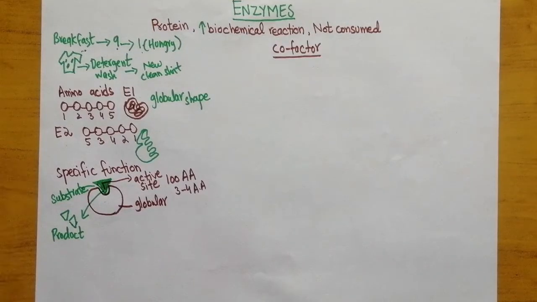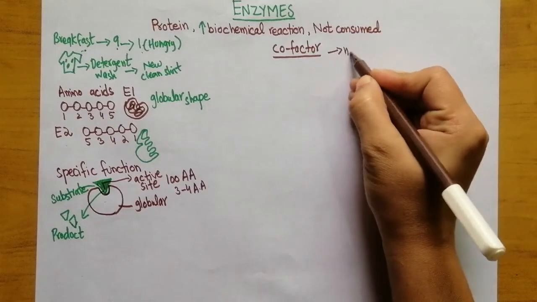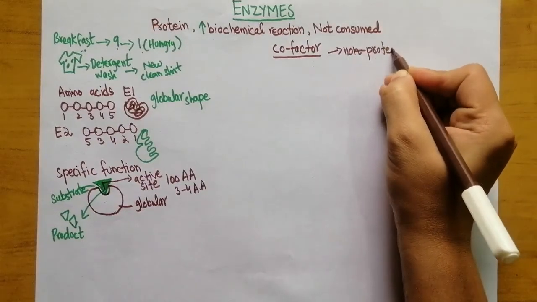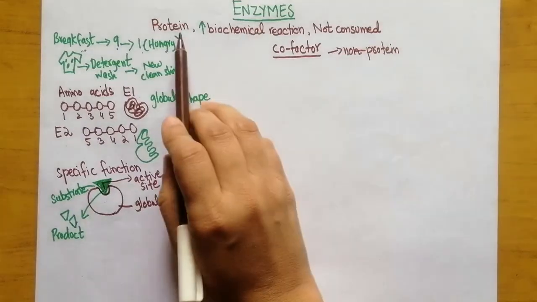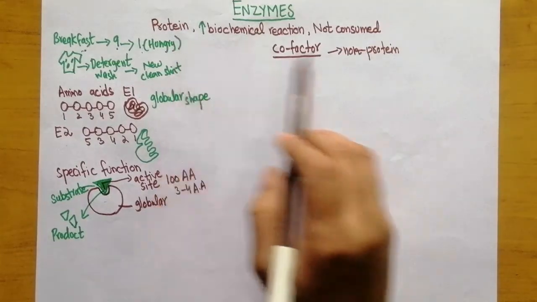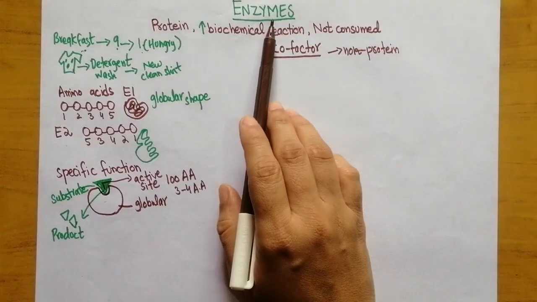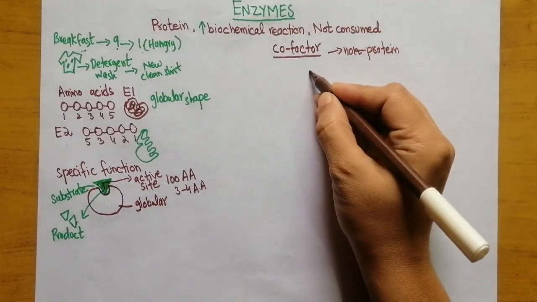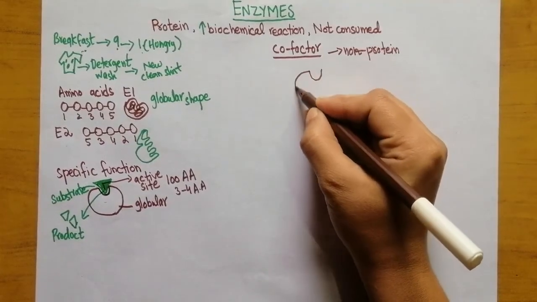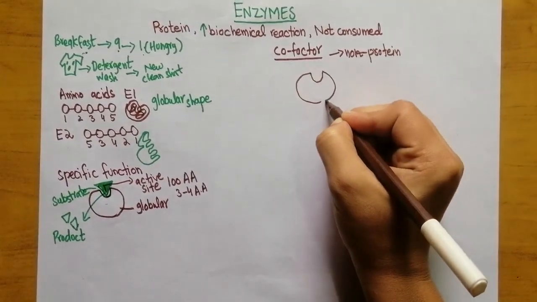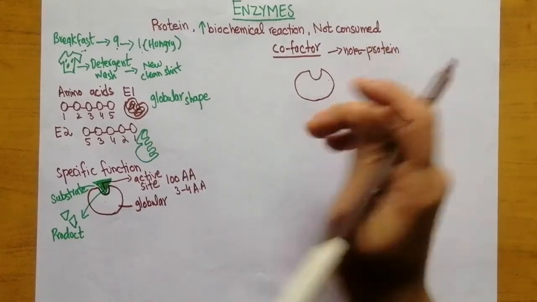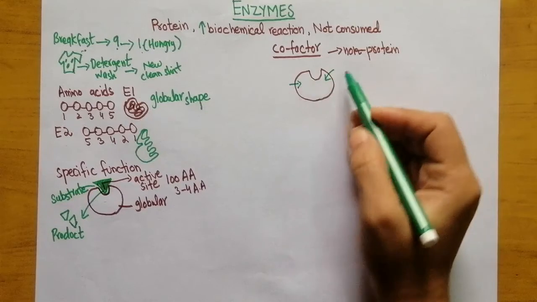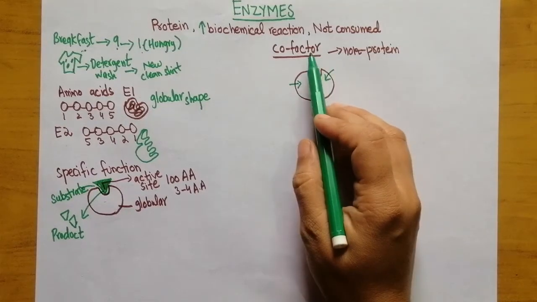Cofactor is any non-protein part. We know that enzymes are protein. So if any non-protein part is attached with the enzyme, that part is known as cofactor. For example, we have an enzyme, and with this enzyme, any non-protein part is attached. This non-protein part is known as cofactor.